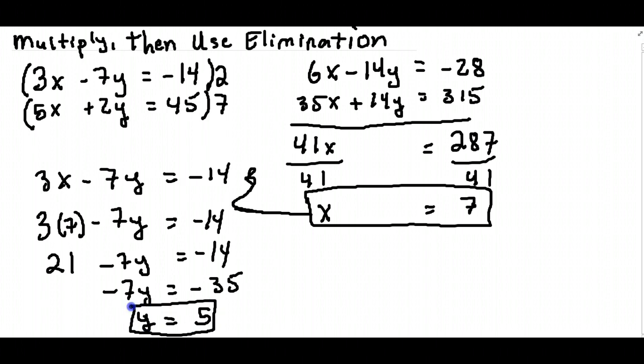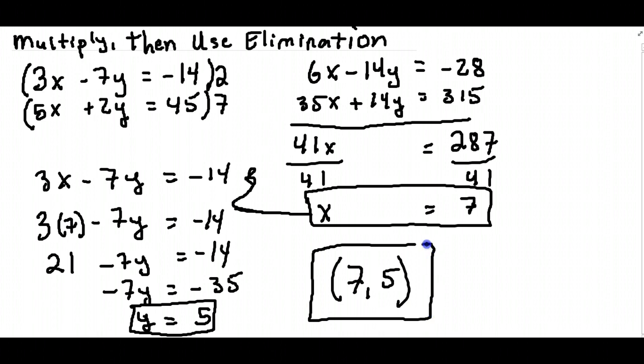Okay, so now we have a y value of 5. So the solution is (7, 5), and that is the intersection or the solution to our problem.